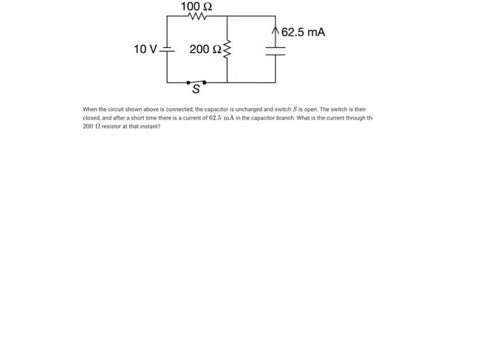When the circuit shown above is connected, the capacitor is uncharged and switch S is open. The switch is then closed, and after a short time there's a current of 62.5 milliamps in the capacitor branch. What is the current through the 200 ohm resistor at that instant?